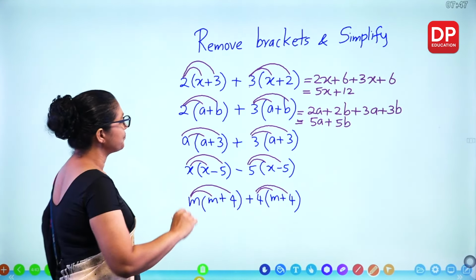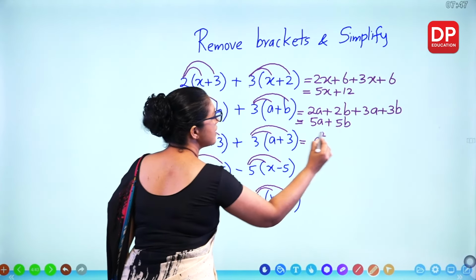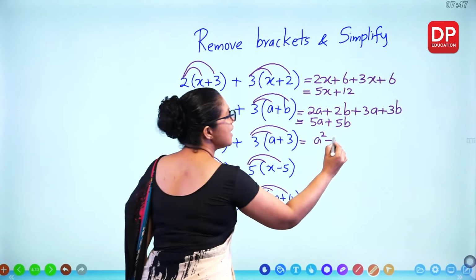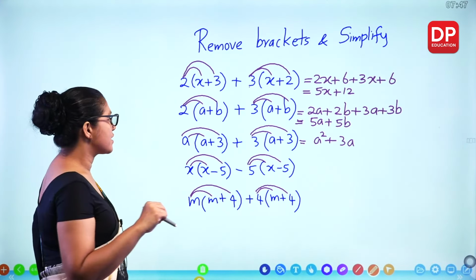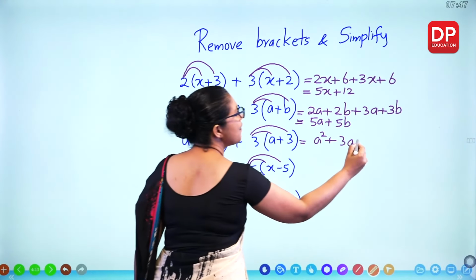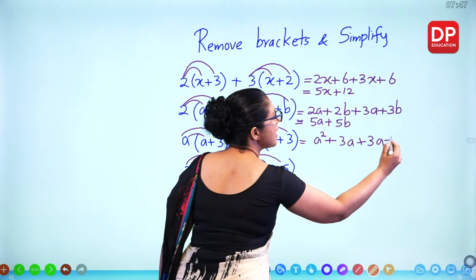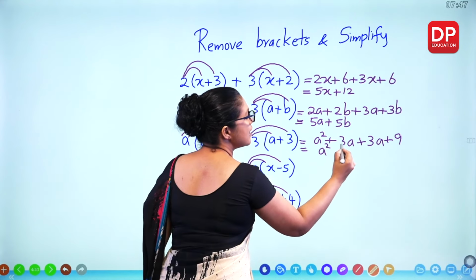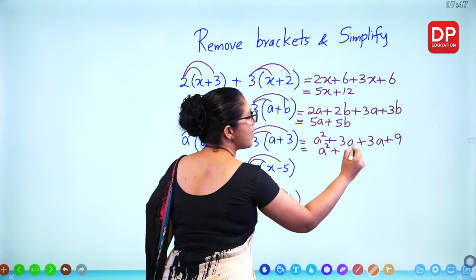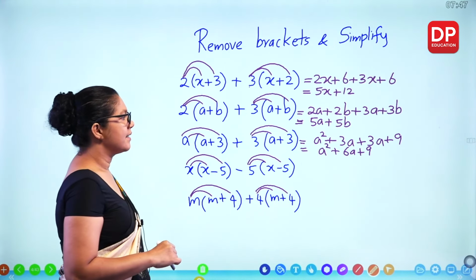This one. A times a, you get a squared. A times 3, 3a. We normally write the number in front. 3 times a, 3a. 3 times 3, you get 9. So you will end up with a squared plus 6a plus 9.